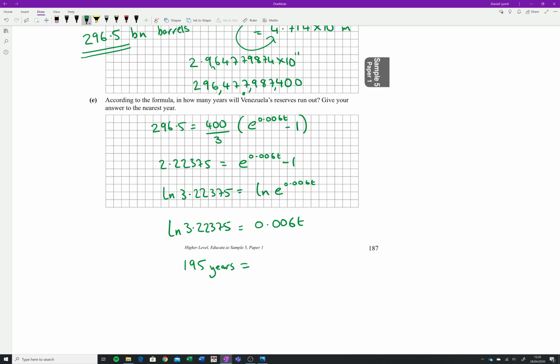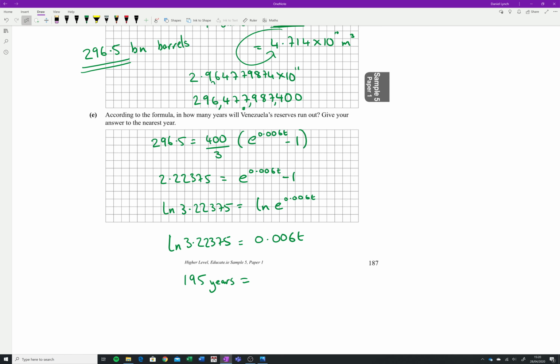Okay, does that make sense compared to our previous one? I'll just do a quick little double check, make sure I haven't done anything stupid here. 296.5 multiplied by 3 divided by 400 is equal to that. Add 1 to it. Yep, and ln of your answer is equal to that, and divided by 0.006. Yeah, 195. So that's what t is. Okay, so it's going to run out in 195 years in Venezuela.